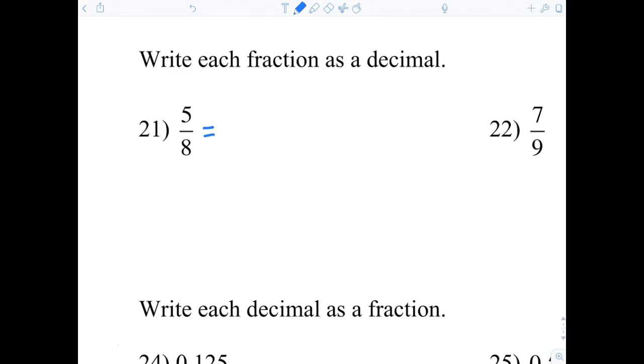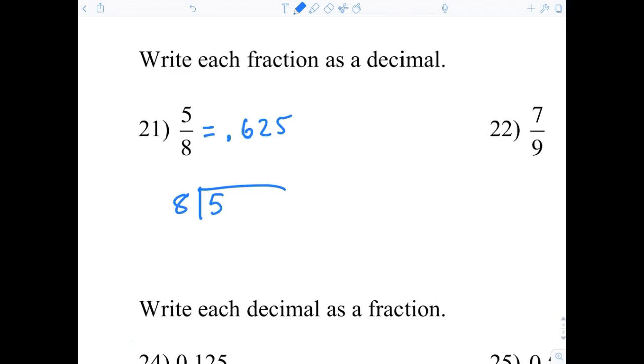Everybody should be able to say 5/8 is 0.625. I am happy if you know that. Most people do not know that. That's something we tried to memorize. Let's just say for some crazy reason you forgot. It's just a division problem, right? 5 divided by 8.